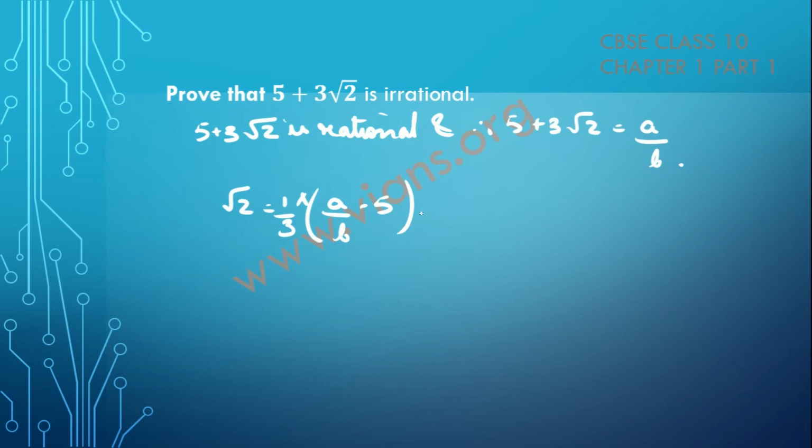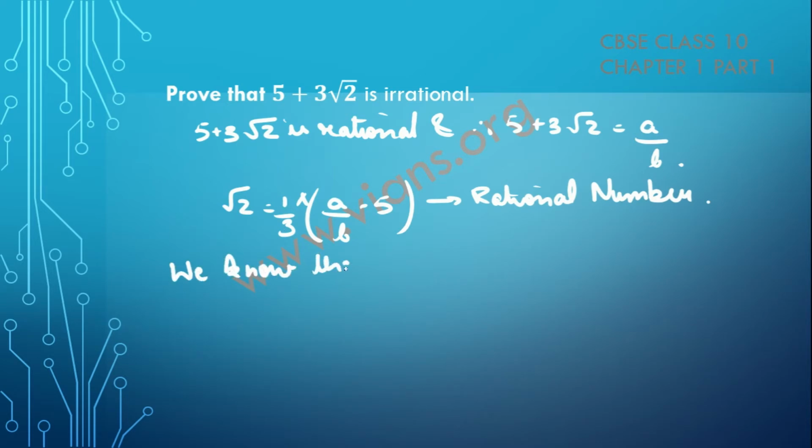Now, however you write this, if you think that a by b is rational, where b is not equal to 0 and a and b don't have any number apart from 1 in common, then you should know that you are subtracting a rational number from another rational number and then dividing that by a rational number. So root 2 has to be a rational number. But we know again, root 2 is an irrational number.